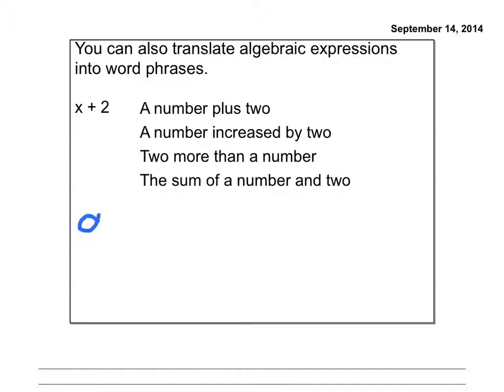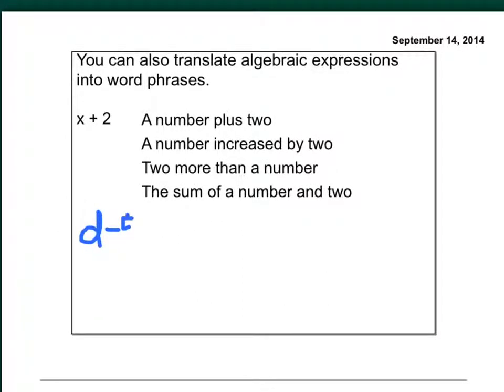So let's look at this one. What about d minus 5? What could that be? Yes, it could be 5 less than a number. It could be a number decreased by 5. What about 5n? That could be the product of 5 and a number. It could be a number multiplied by 5. It could be 5 times the number of miles that you rode in one day.